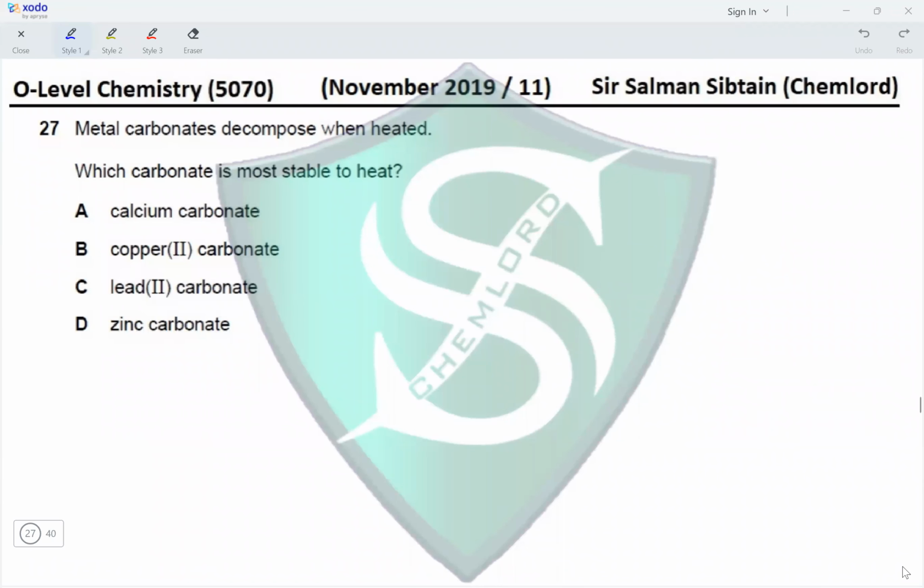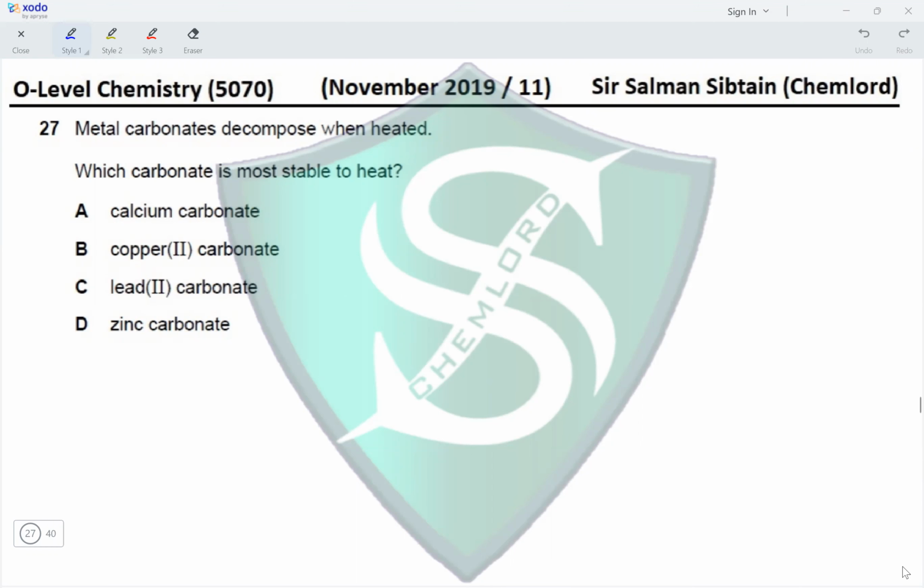Question 27. Metal carbonates decompose when heated. Which carbonate is most stable to heat? Calcium carbonate, copper carbonate, lead carbonate, and zinc carbonate. Okay, so all of these are metals, but found in different regions of the periodic table. So, in order for a metal carbonate to be stable, its cation must be the one with the smallest ionic radius. So, calcium is present in period 4 just before the D block starts. Copper is present in that same D block series.